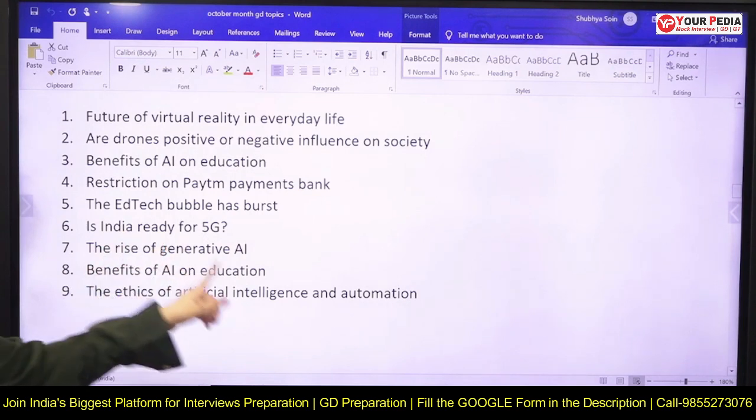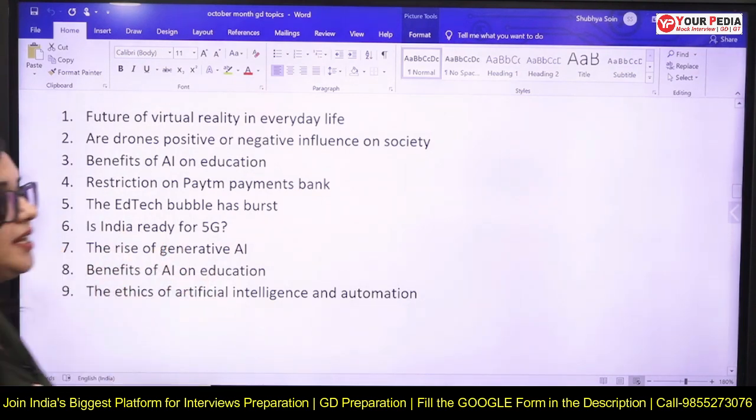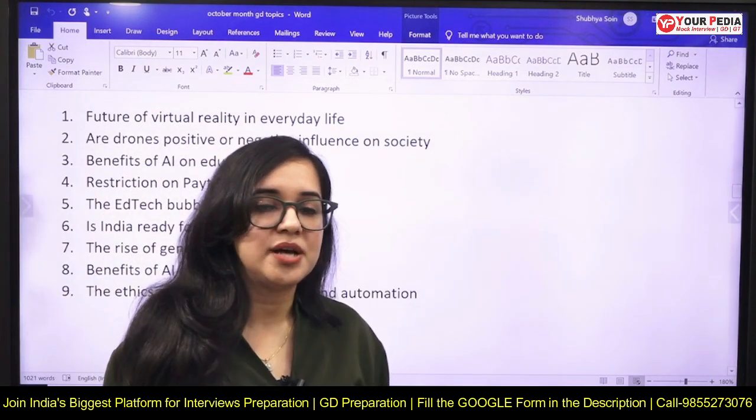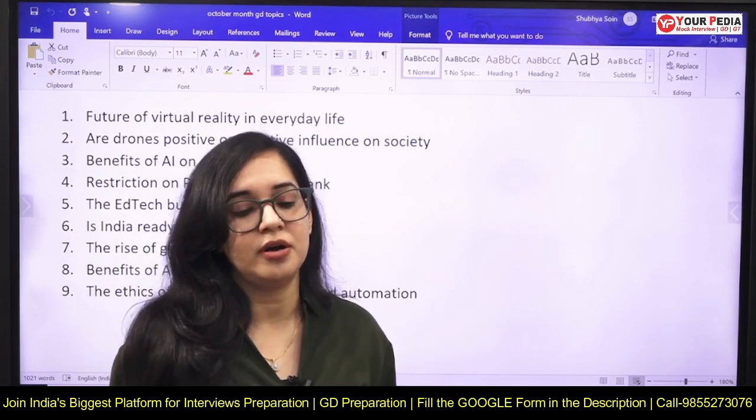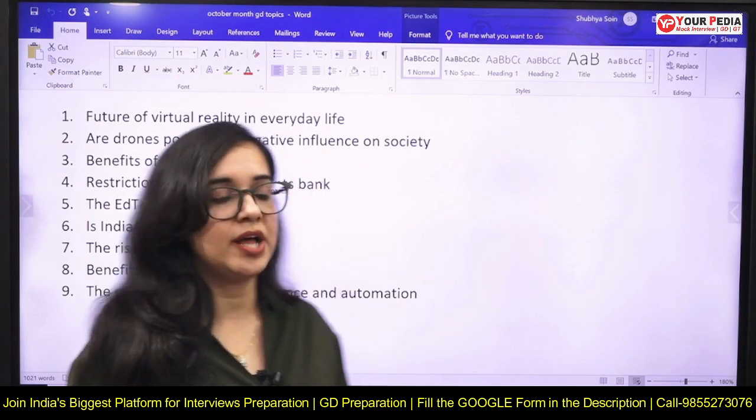Is India ready for 5G? Like we ask, is India ready for EVs? So right now I'm going to ask, is India ready for 5G? All the important topics related to our country, that is, growth and development.